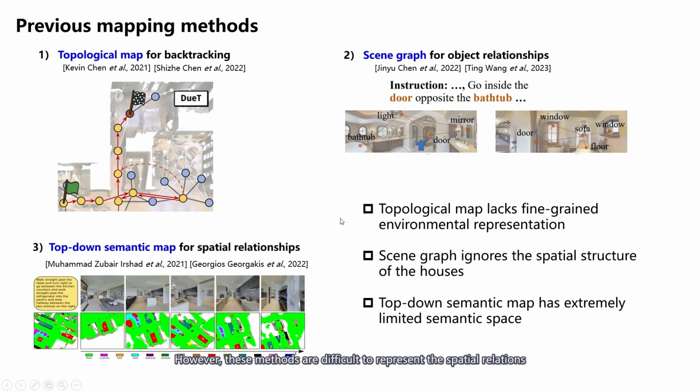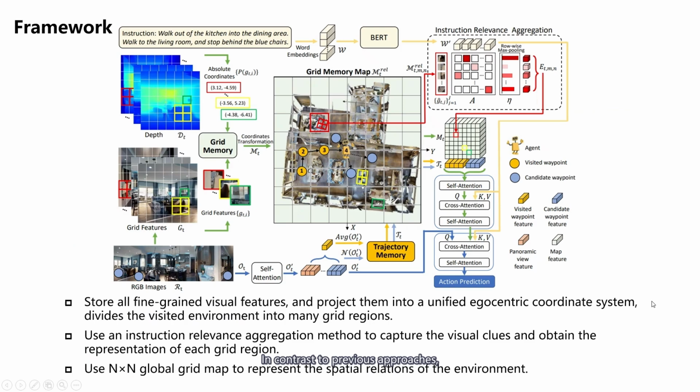In previous works, in order to achieve backtracking and make global planning, a few approaches structure the topological map. However, these methods are difficult to represent the spatial relations among objects and scenes in historical observations, thus a lot of detailed information is lost. And some methods use object-centric scene graphs to represent the object relationships, which are not enough to represent all visual information, such as house structure and background. The top-down semantic map represents spatial relations more precisely, but the semantic space is extremely limited due to the predefined semantic labels. In contrast to previous approaches, we propose the grid memory map, a new visual representation structure for modeling global historical observations during navigation.